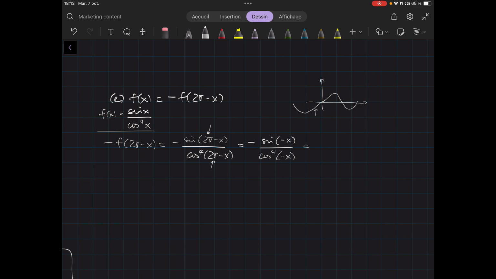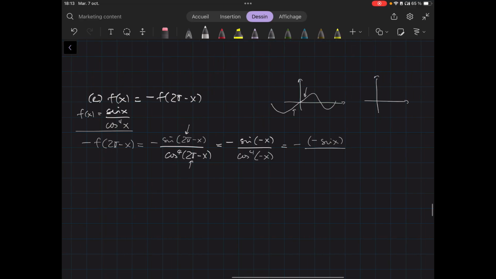We can see that sine of negative x is equal to negative sine of x. Cos of negative x is equal to cos of x. So we will get sine of x divided by cos to the 4 of x. In other words, it's f of x. So this is part E.